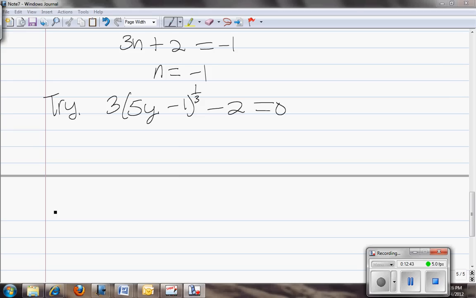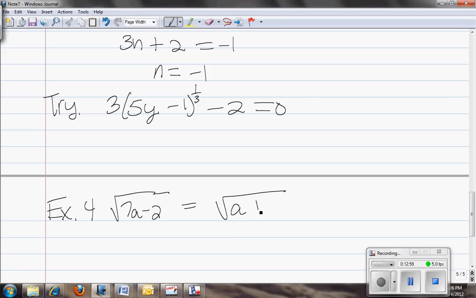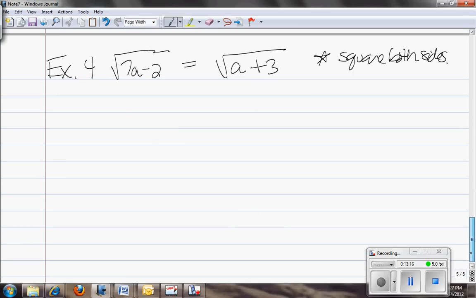Okay, here we go. Example 4. I'm going to set this one up for you and let you finish it. If you have the square root of 7a minus 2, that's all under the radical, is equal to the square root of a plus 3, how do you think we'd solve that? Here's my hint: square both sides. That'll get rid of the radical. I want you to finish that one on your own as well.